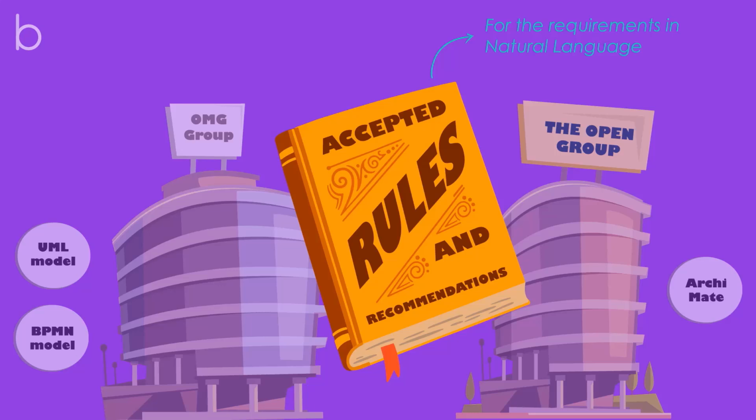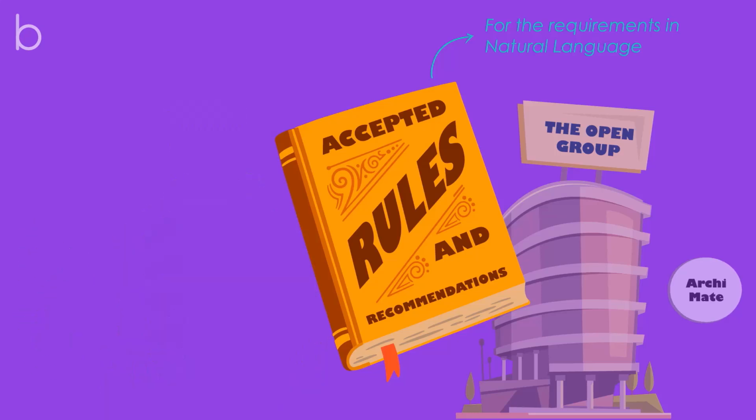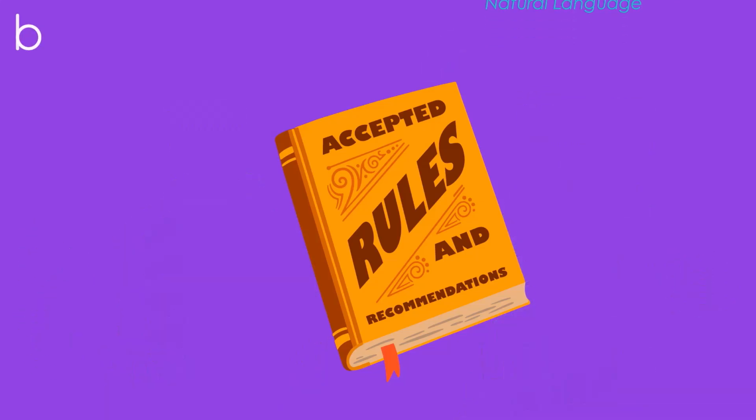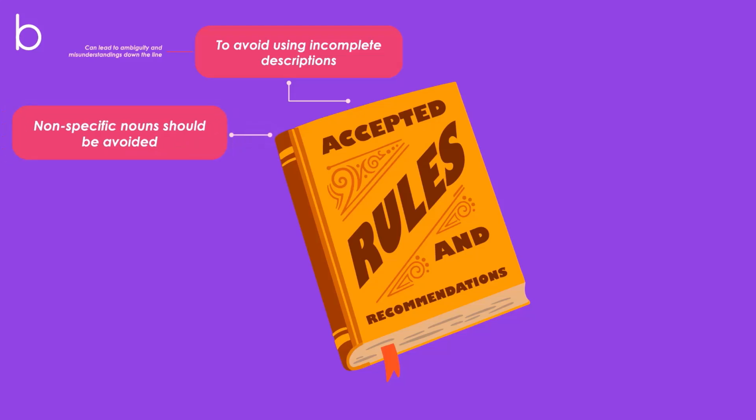When forming requirements in natural language, requirement engineers should avoid certain pitfalls. Firstly, it is crucial to avoid using incomplete descriptions. This can lead to ambiguity and misunderstandings down the line. Secondly, non-specific nouns should be avoided, as they can make the requirements vague and open to interpretation.